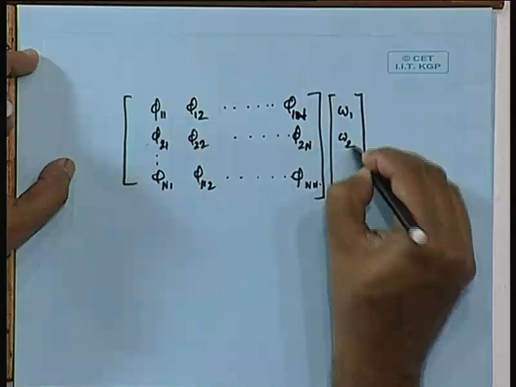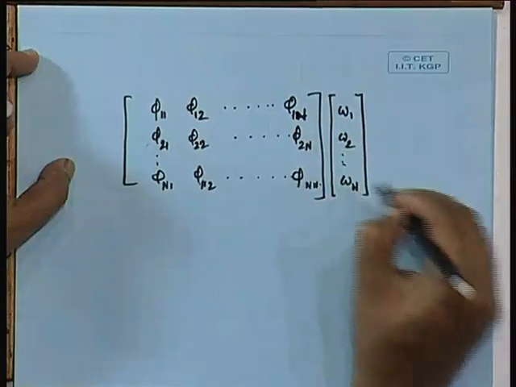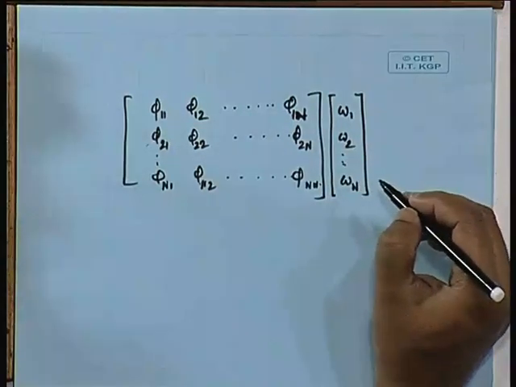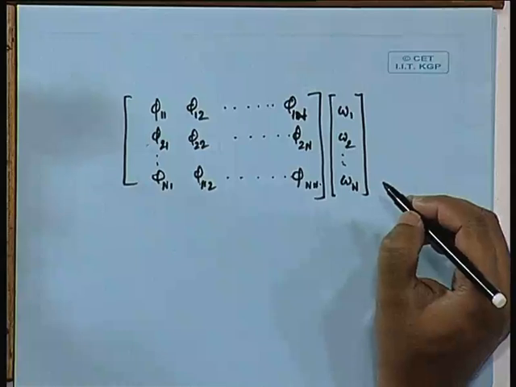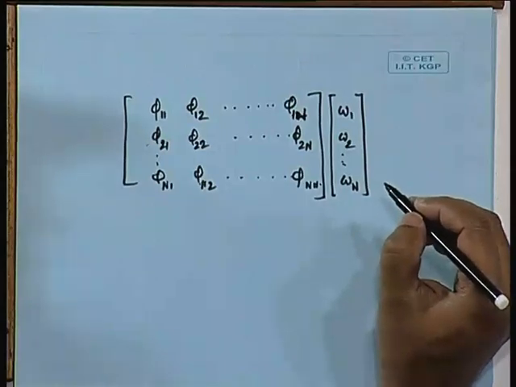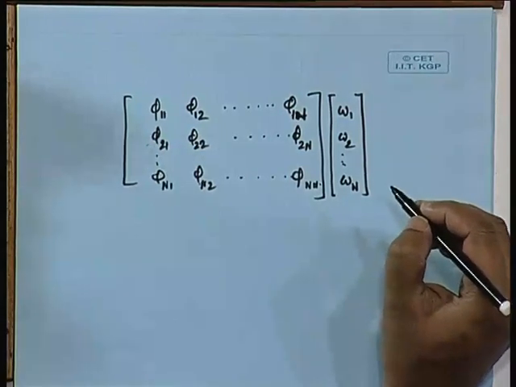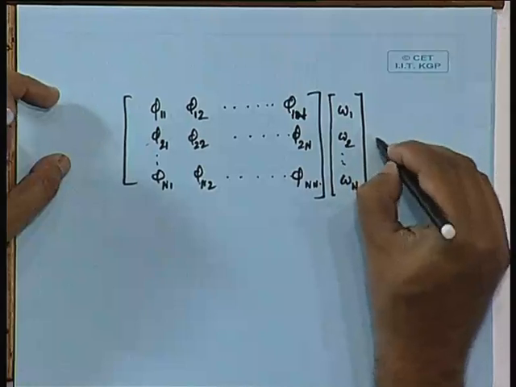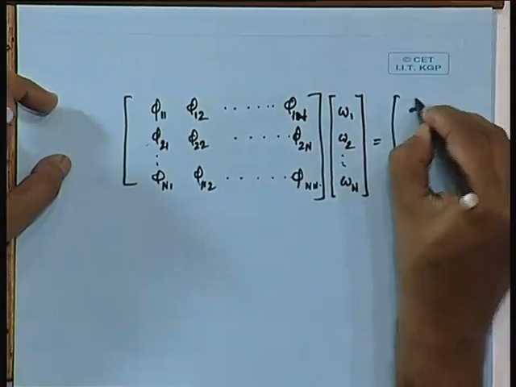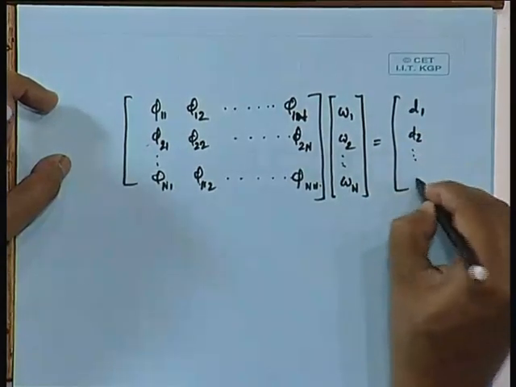So, this W1, W2 up to Wn is easily understood by you. They are the n number of free parameters, because all these n outputs of the radial basis function space have to be linearly added. So, this becomes equal to d1, d2 up to dn.